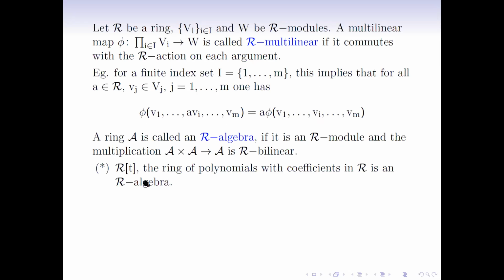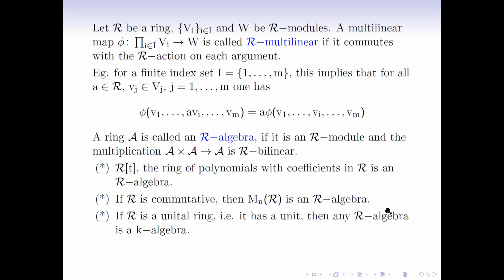The ring of polynomials with coefficients in R is an R algebra. And if R is commutative, then matrices whose entries belong to R form an R algebra as well. If R is a unitary ring, so it has a unit, then any R algebra is also a K algebra because K is inside R.